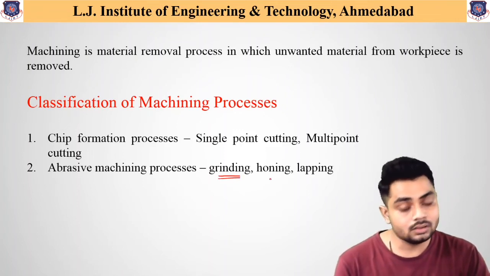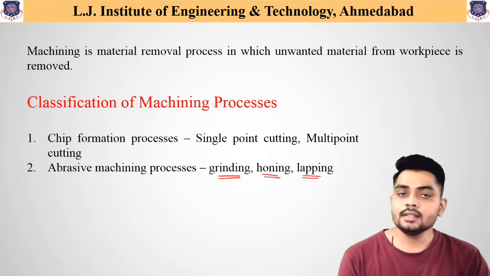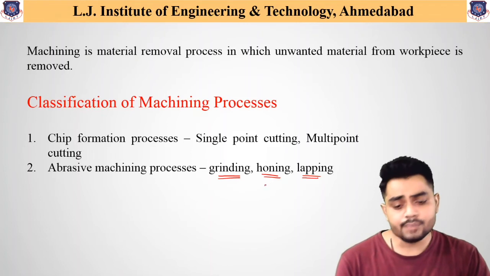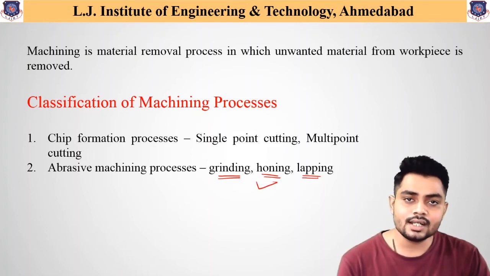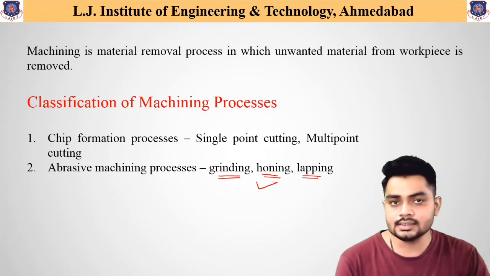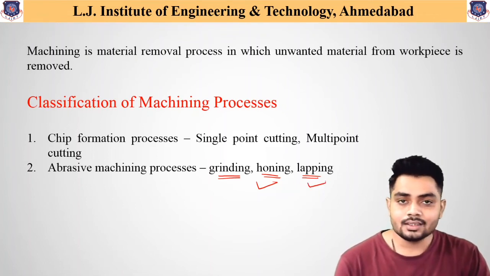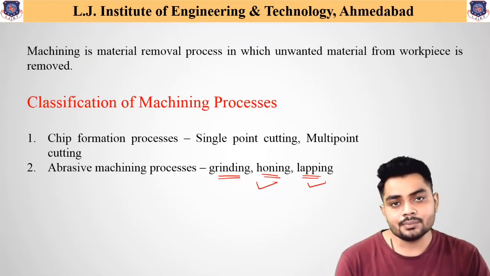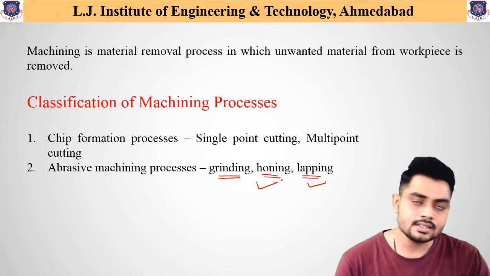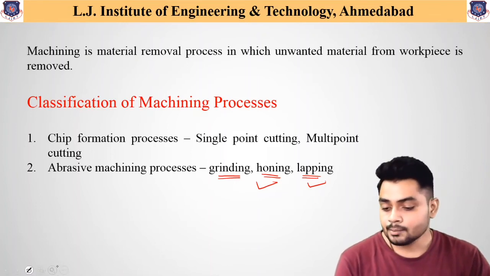And again, there are also other operations. It may be a honing process or it may be a lapping process. In simple words, if we want to finish external surfaces by using abrasive particles, then it is called the lapping process. And if we want to particularly machine or finish the internal surface of the workpiece, at that time the honing process is used. So this is the second classification of machining processes.